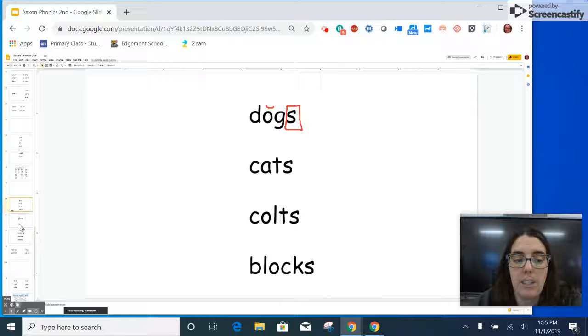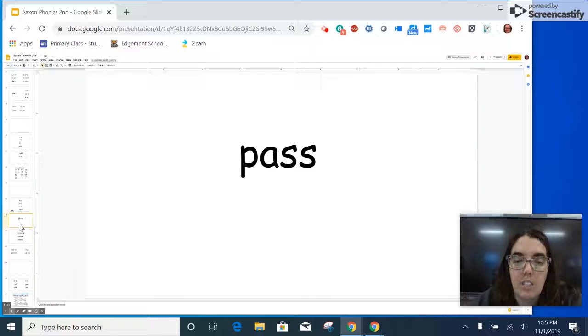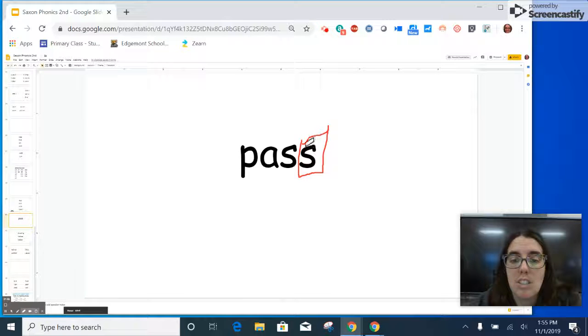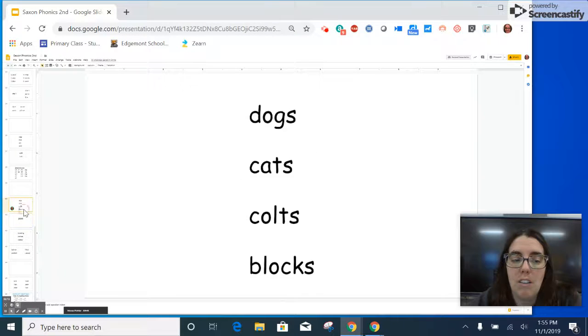Let's look at another word. This word also ends in S. Now, if we were to box this S, would we be left with a real word? We wouldn't. This is the word pass. So this does not have a suffix S. This S is part of the root word. So pass is a word by itself, and it has a twin consonant. So suffix S, again, only goes at the end of a word by itself.